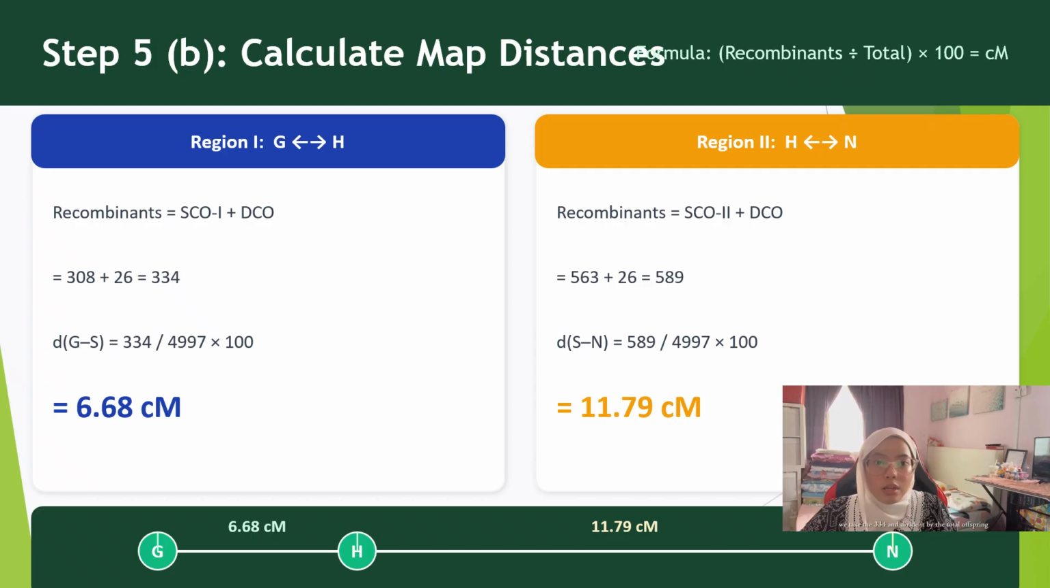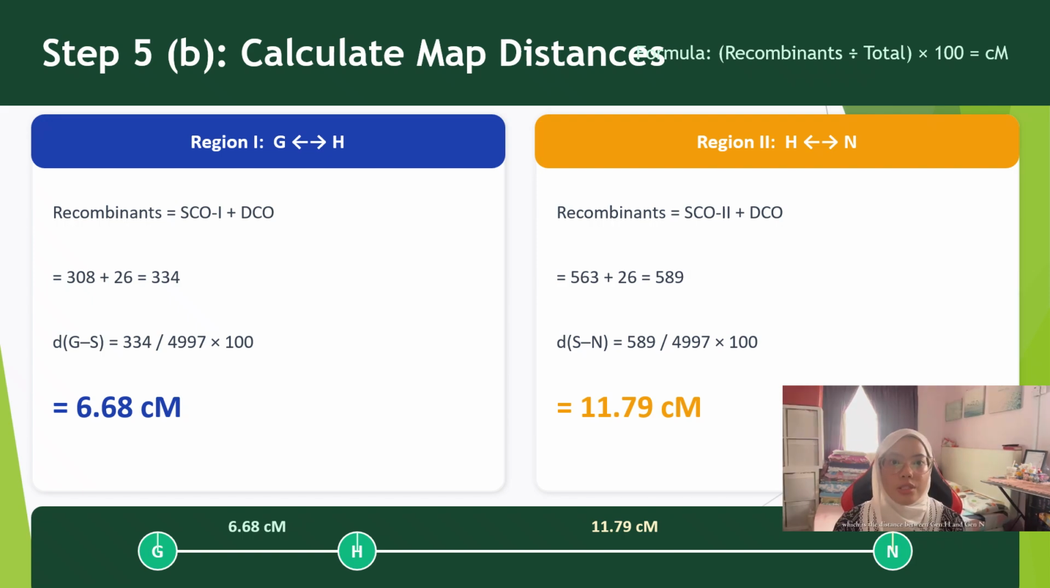Now, we take the 334 and divide it by the total offspring, which is 4,997. That gives us about 0.0668. Then, we multiply that by 100 and we get 6.68 centimorgans. So, the distance between G and H is 6.68 centimorgans.